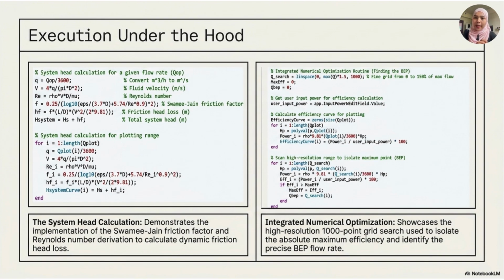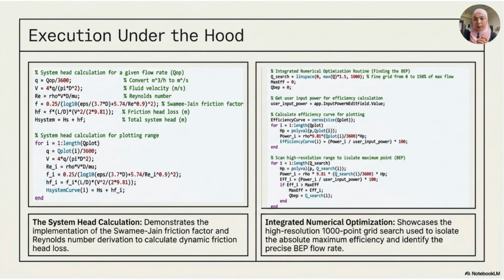To wrap up my part, let's take a quick look at how this executes under the hood in the source code. In the top code snippet, you can see the precise script calculating the Reynolds number and translating the Swamee-Jain formula into a single line of explicit code, avoiding loop overhead.